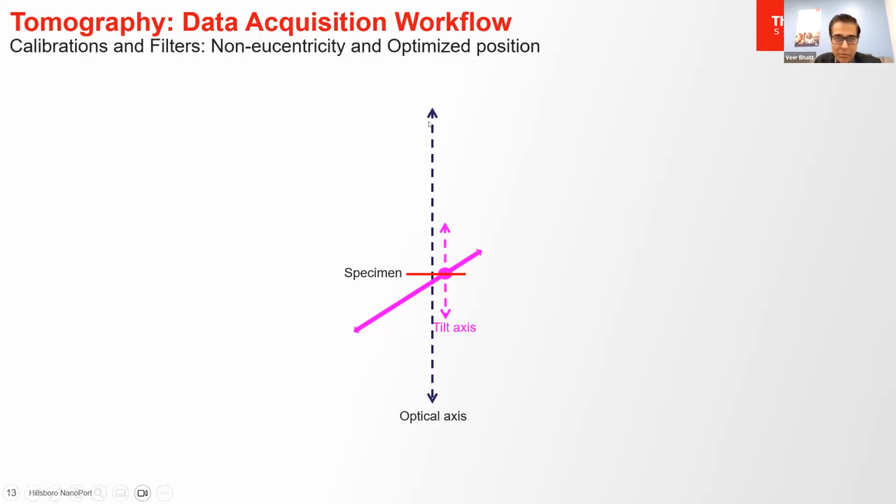And this is the point of intersection between the optical axis of the electron beam. So there is a little bit of an offset, and we want this offset to be somehow minimized. The way we do this is to calculate what we call optimized position. What that does is it calculates an image beam shift so that the tilt axis coincides as closely as possible with the optical axis. Okay. So that needs to be done only occasionally.